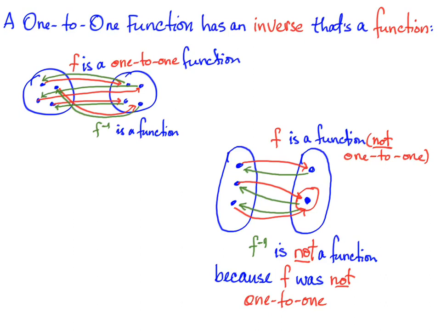So that's why one-to-one functions are so important. We often want to reverse them and go backwards and still have a function when we do that. So we need to have f, the original function, be one-to-one so that we can reverse it and still have a function.